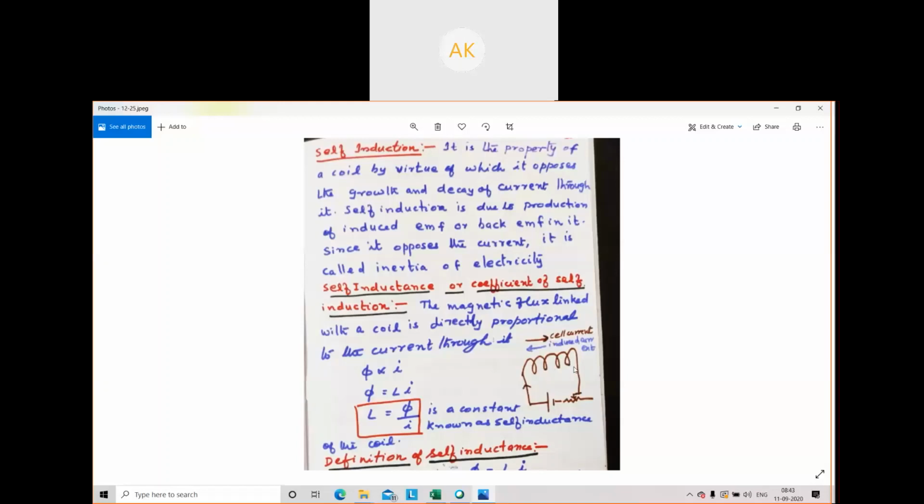Okay. So here again I'll explain: when we send current through this, it is not growing instantly. As it is a coil, it will take some time to increase the current from zero to maximum value. Clear? Because the coil will oppose the change in current. The coil itself will induce an EMF in it and will oppose the increase of current. Initially it was zero. When we switch on the circuit, current is increasing from zero to maximum value.